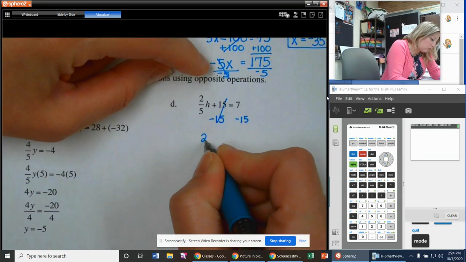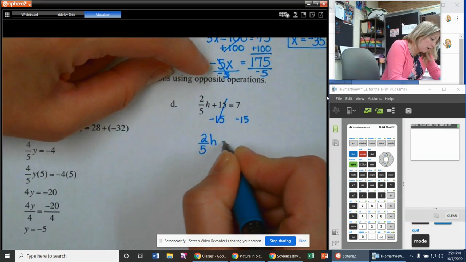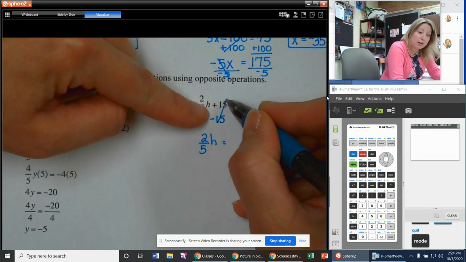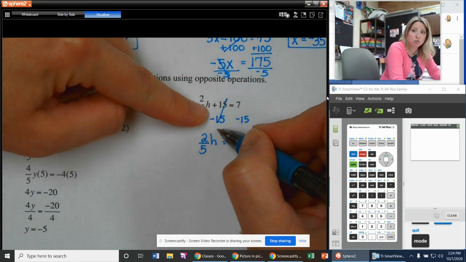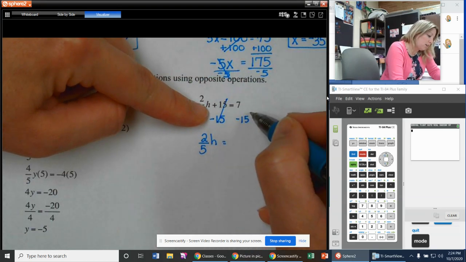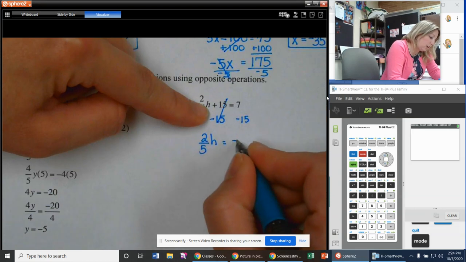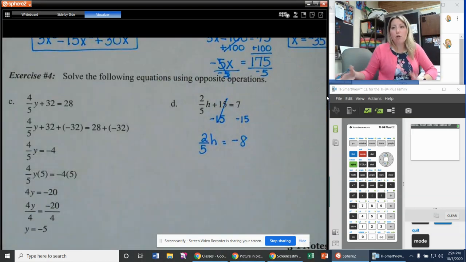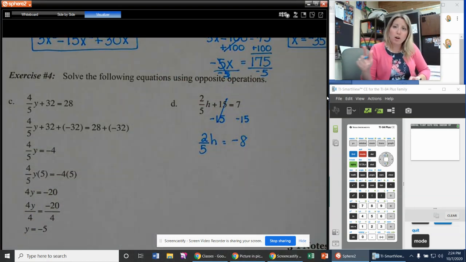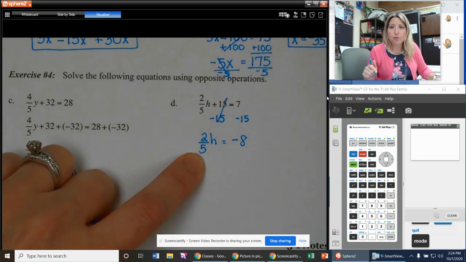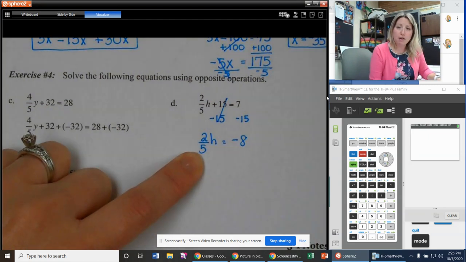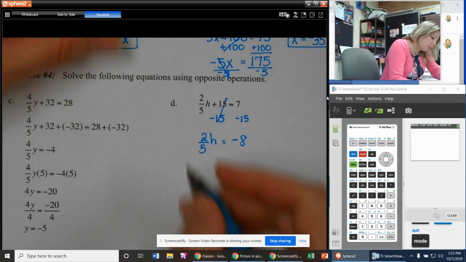So you get this 2/5 h hasn't been used yet. Bring down your equal sign because positive 15 minus 15 cancels to 0. And now here, 7 minus 15 is negative 8. Remember, fractions are just division problems. So right now I'm dividing by 5. And what is the opposite of dividing by 5? Yep, multiplying by 5.